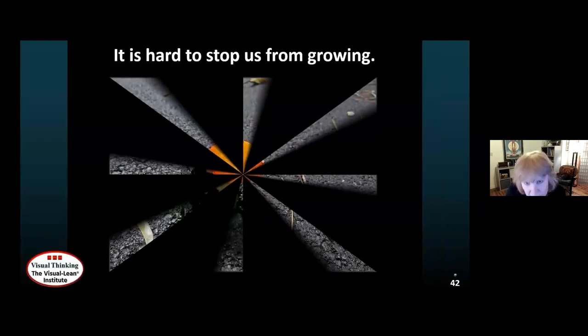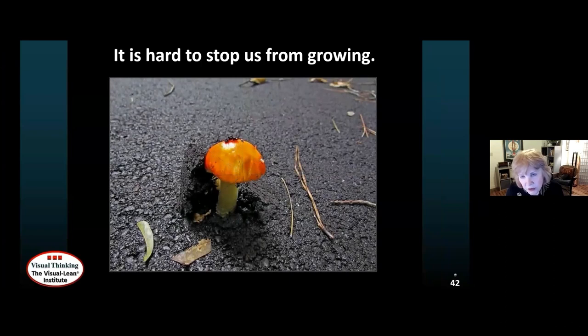It is hard to stop us from growing. But when you see a mushroom come through the pavement, you know if that mushroom has a will to break through, what must we have? And how hard is it to keep us from growing? Well, the industrial workplace of the 1900s and the 20th century really outdid itself and stopped people from growing.